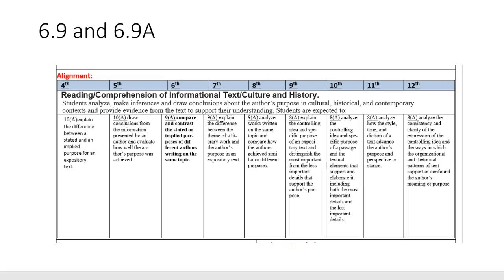The Strand 9 and 6.9a are both really important. The Strand 9 is a readiness standard, and 9a is a supporting standard. This standard deals with the main idea and author's purpose, and it partners clearly with our process skills. Students will really need to read multiple pieces on the same topic. Then they will need to identify the stated or implied purpose of each piece. Lastly, they compare and contrast the purposes of the different pieces.